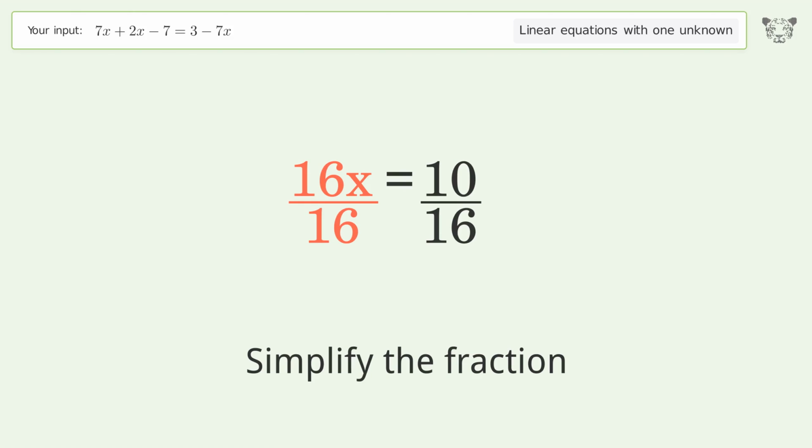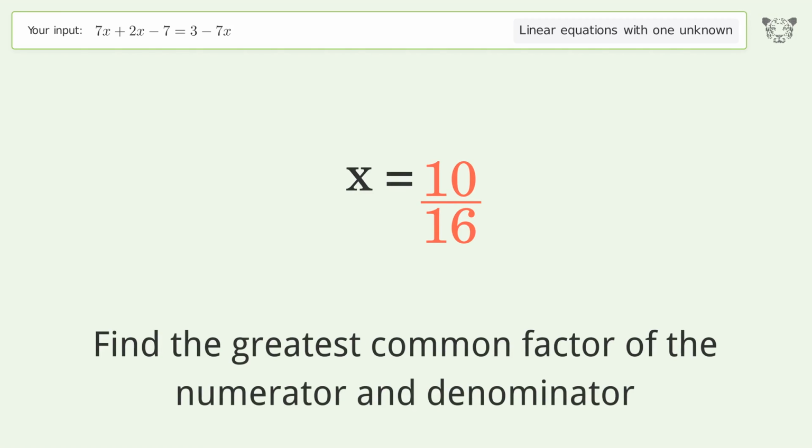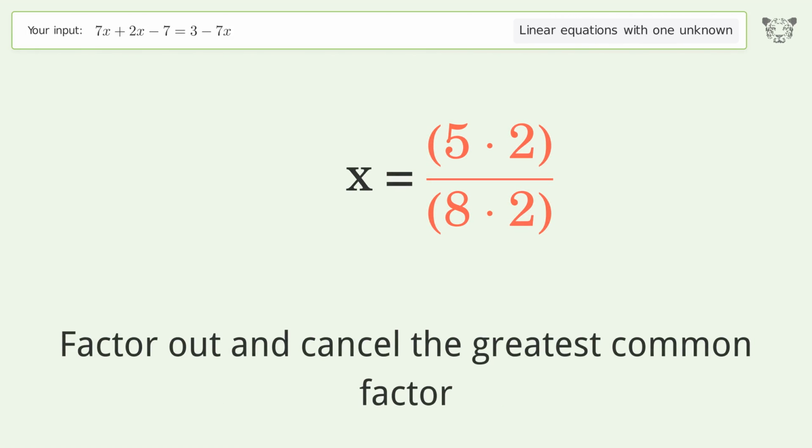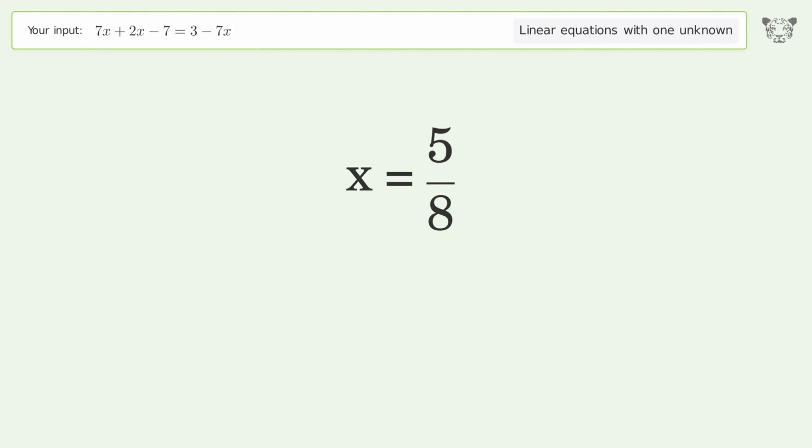Simplify the fraction. Find the greatest common factor of the numerator and denominator. Factor out and cancel the greatest common factor. And so the final result is x equals 5/8.